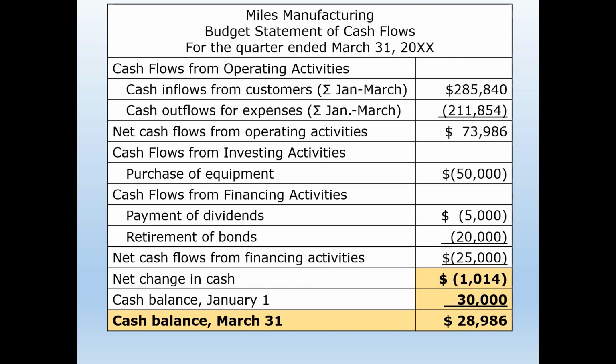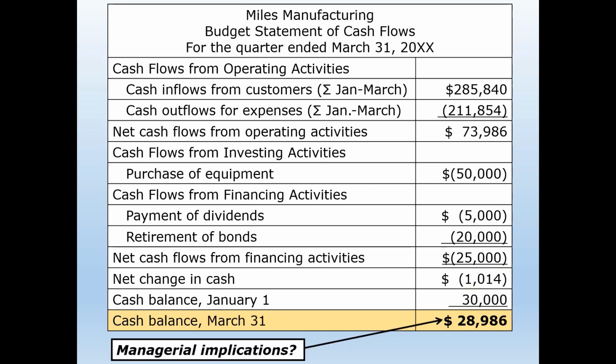What can we learn from this budgeted statement of cash flows? If everything goes the way that the firm planned, then it wouldn't have its desired $30,000 cash balance at the end of March. This would happen because the firm plans to use a little more cash during the period than it expects to take in. This would be a good time to think about what the firm could do so that it has sufficient cash at the end of the period.